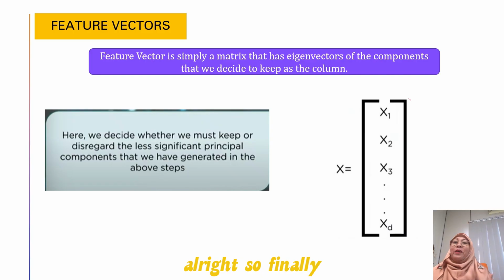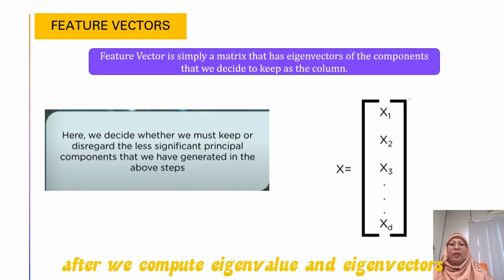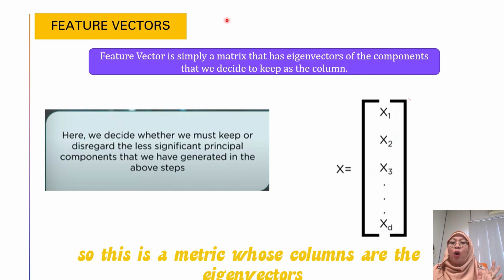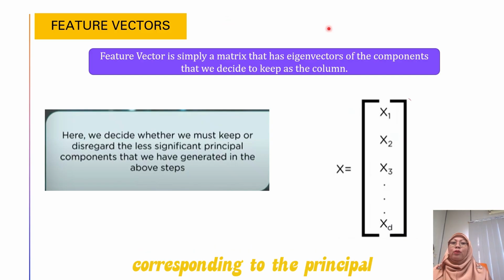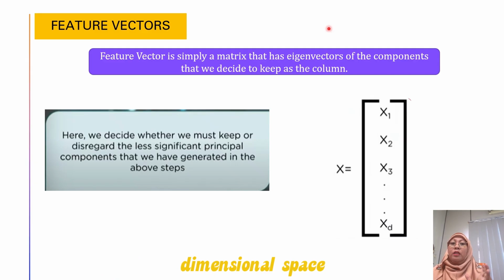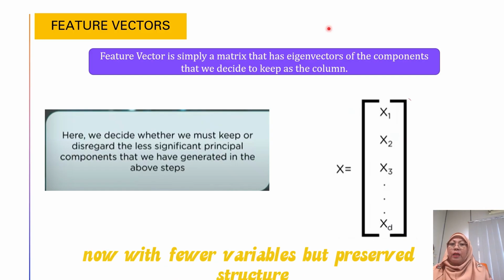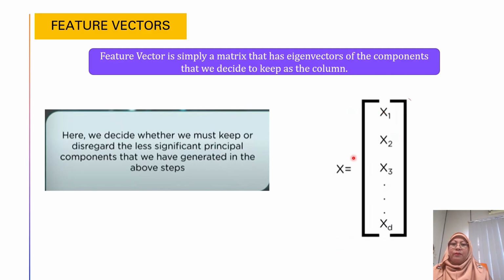Finally, we construct the feature vector after we compute the eigenvalues and eigenvectors. This is a matrix whose columns are the eigenvectors corresponding to the principal components that we have selected. Then we project our original data onto this lower dimensional space, which gives us the transformed dataset, now with fewer variables but preserved structure.